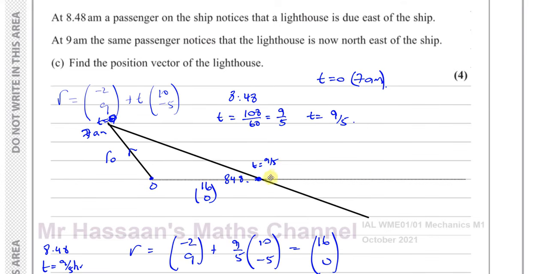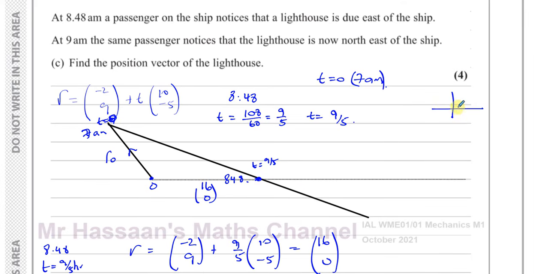Okay, so the lighthouse is somewhere along this line, east of the ship, when the ship is at this point here at 8:48, when t is 9/5. When it's 9 a.m., t is 2, because it's 2 hours after 7. At 9 a.m., the same passenger noticed that the lighthouse is now northeast of the ship.